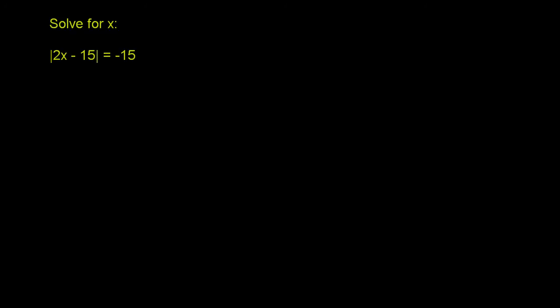So even if we take the absolute value of a negative number, if we take the absolute value of negative 15, we get positive 15. If we take the absolute value of positive 15, we still get positive 15. Both of them are 15 away from 0. You can't be a negative distance away from 0. You're always going to be a positive distance away from 0.